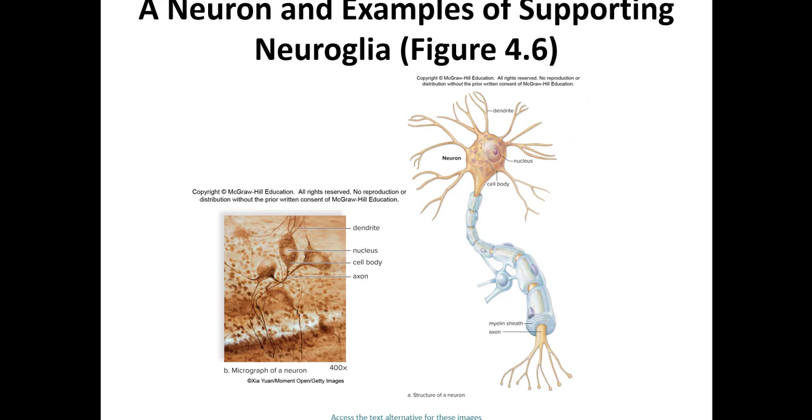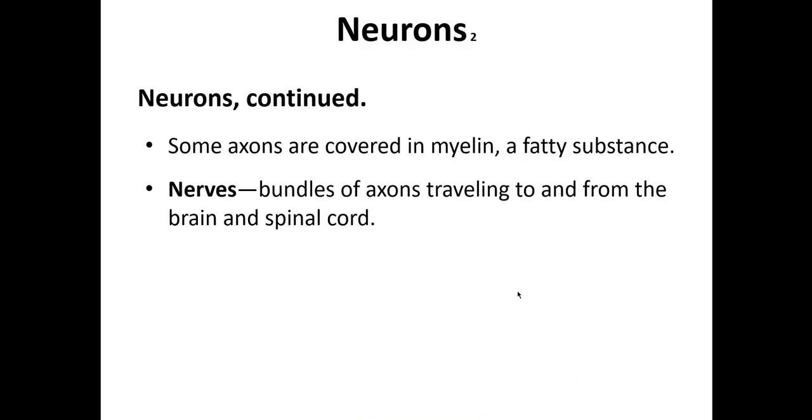Here's a picture showing you what a neuron looks like. You can see the nucleus in the cell body. You see dendrites extending from the cell body, and then a long tail called the axon. Some neurons also contain a fatty substance called myelin that covers the tail. This allows the signal to travel faster. Nerves are bundles of axons traveling to and from the brain and spinal cord.